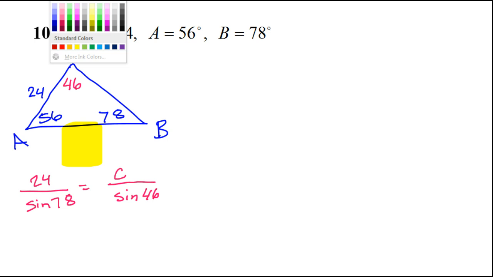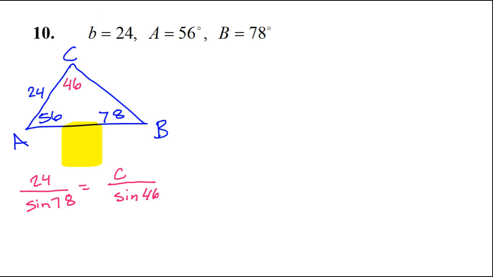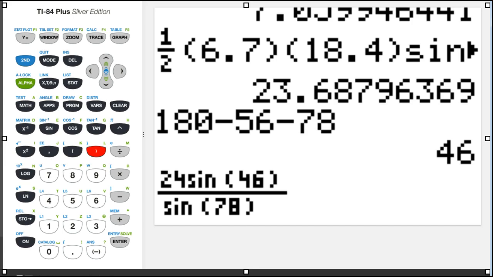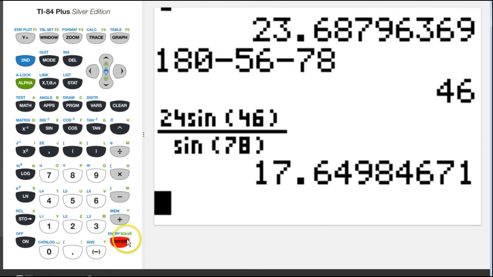Now, to get side C by itself, I need to multiply both sides by the sine of 46. That way these will cancel each other out. Go ahead and put this expression in your calculator. Alright, that's going to be 17.6498, so 17.650.